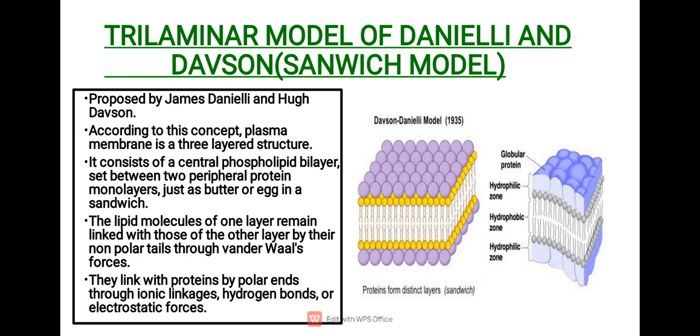Trilaminar model of Danielli and Davson, that is the sandwich model proposed by Danielli and Davson. According to this concept, plasma membrane is a 3-layered structure. It consists of a central phospholipid bilayer set between 2 peripheral protein monolayers, just as butter or egg in a sandwich. The lipid molecules of one layer remain linked with those of the other layer by their nonpolar tails through van der Waals forces. They link with the proteins by polar ends through ionic linkages, hydrogen bonds, or electrostatic forces. So globular protein, hydrophilic zone, hydrophobic zone, hydrophilic zone.